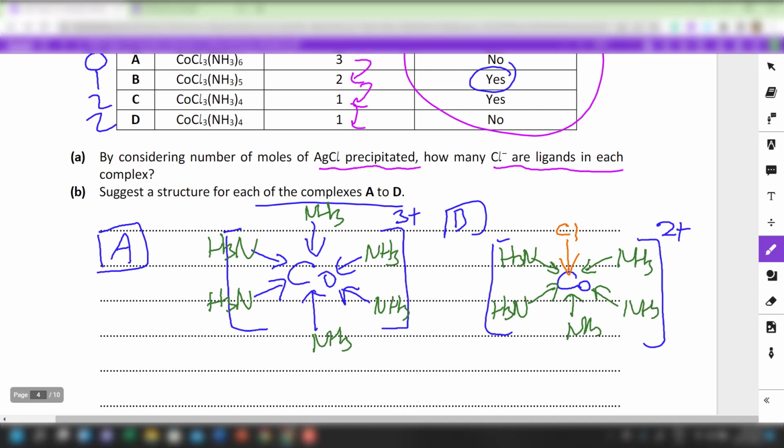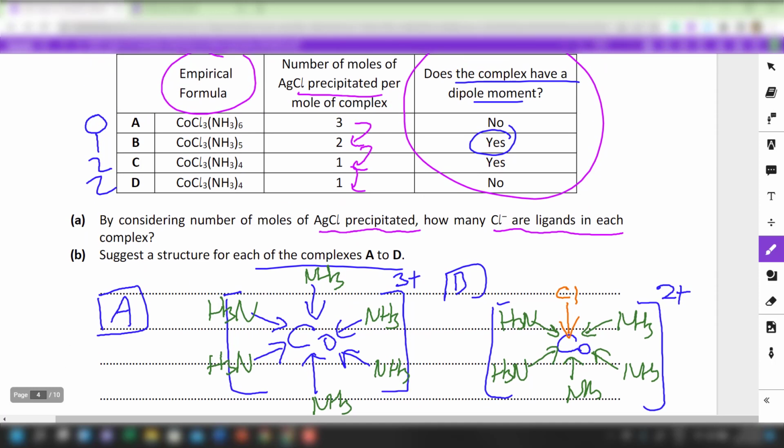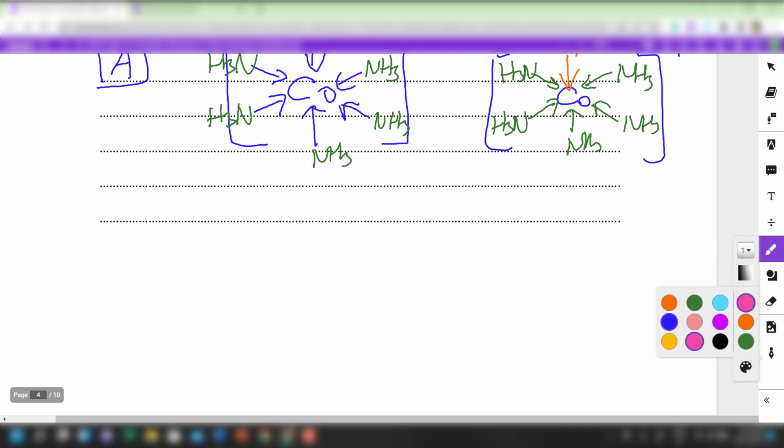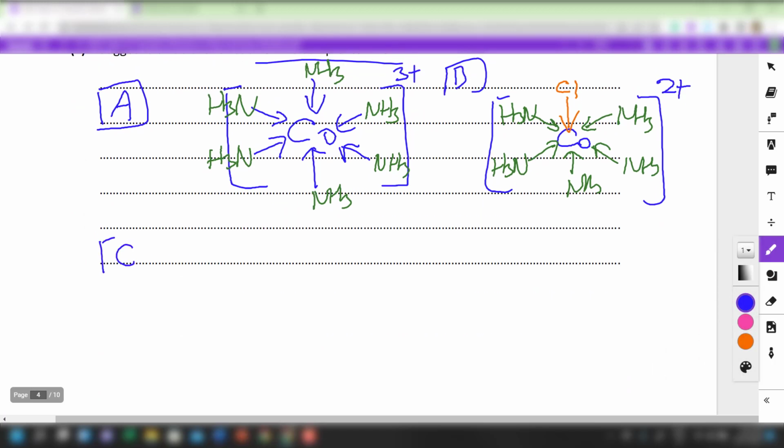And then for C and D, there are two chloride ligands, but if you have two chloride ligands, the complex can either be symmetrical or not so symmetrical. The symmetrical one will not have a dipole moment. That means the two chloride ligands are trans to each other, on opposite ends. The one that is not so symmetrical will have the chlorides 90 degrees to each other. With this fact in mind, we can easily draw out the complex.